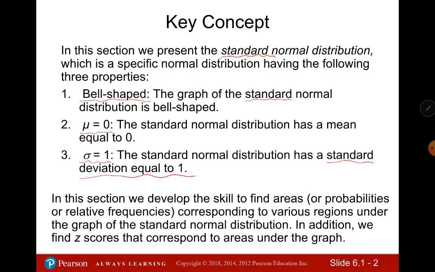And in this section, we will need to know how we can find the probability, because here we will use the scale to find the area under a curve to help us find the probability. And we also need to learn the z-score corresponding to the area under the curve.